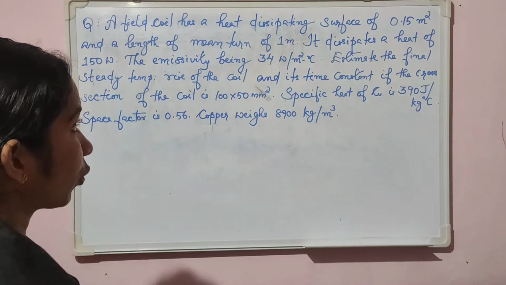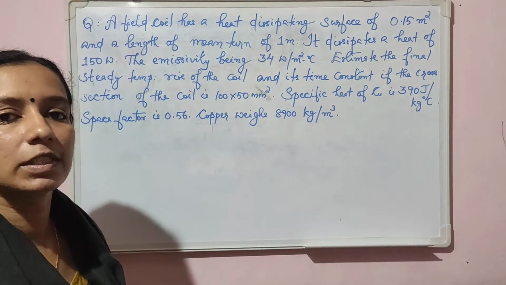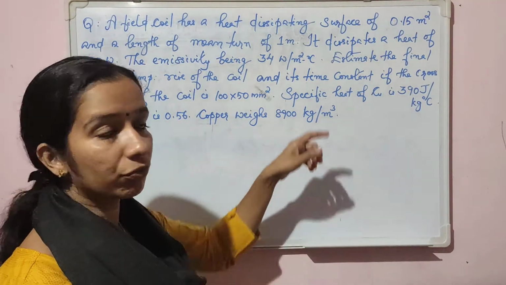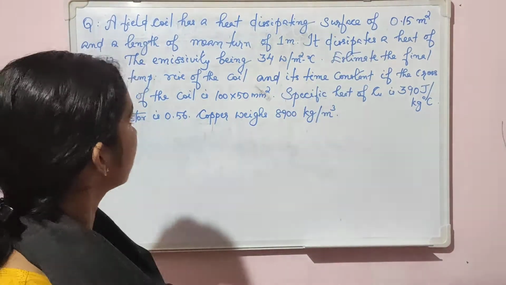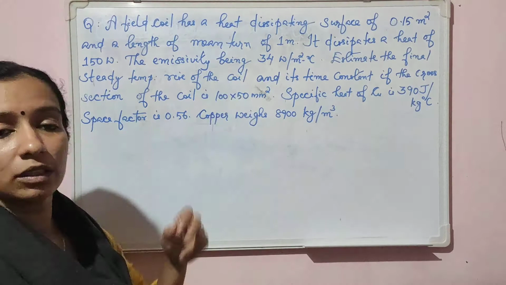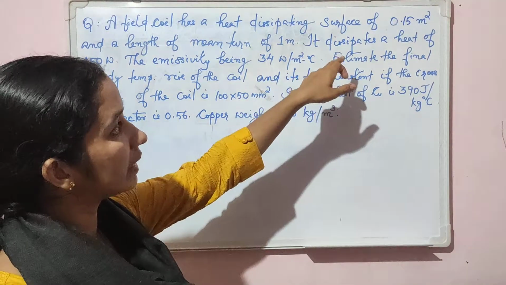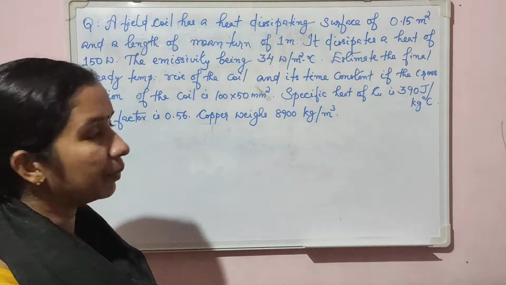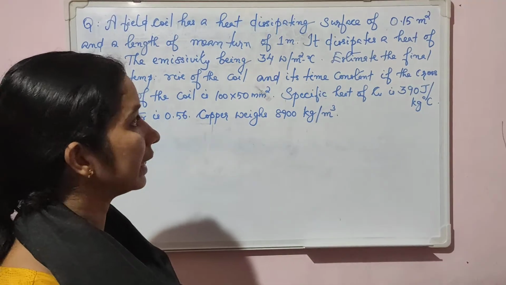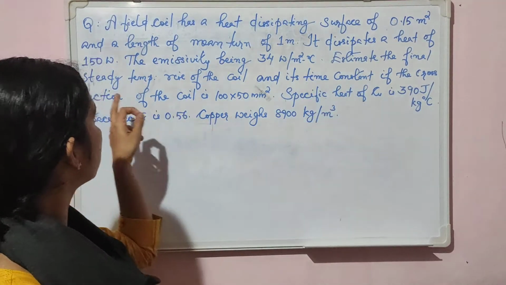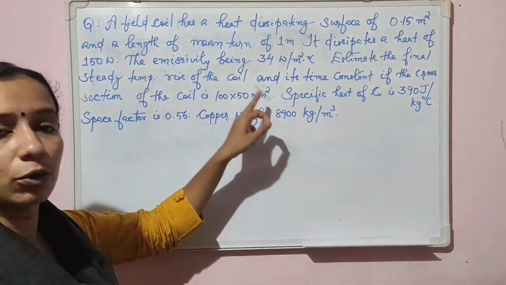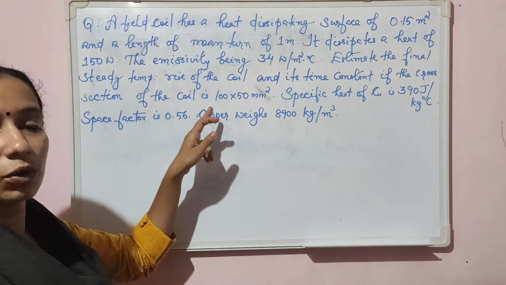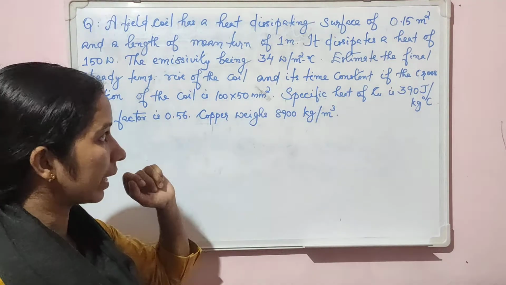Now let us solve a problem based on heating of electrical machines. A field coil has a heat dissipating surface of 0.15 meter square and a length of mean turn of 1 meter. It dissipates a heat of 150 watt. The emissivity being 34 watt per meter square degree Celsius. Estimate the final steady temperature rise of the coil and its time constant if the cross section of the coil is 100 by 50 mm square.